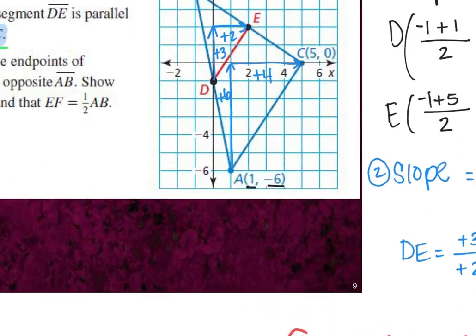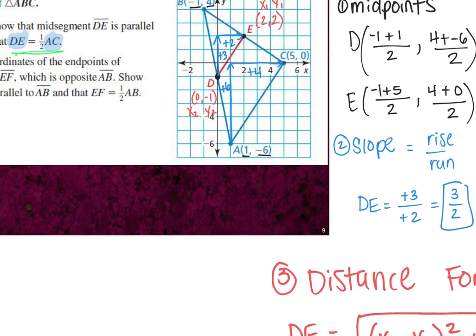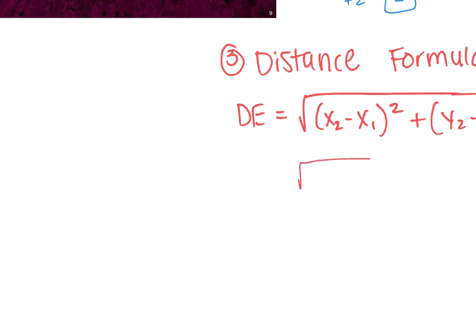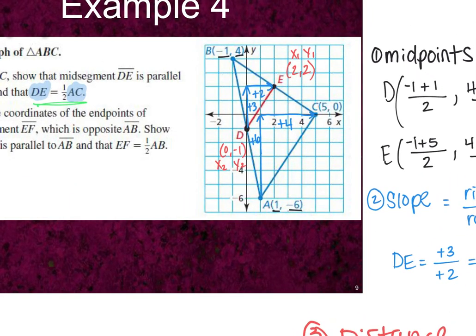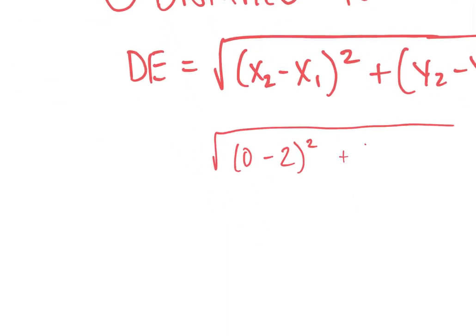All right, so DE, the coordinates were 0, -1, right? And then E was 2, 2? Okay, let's make one of them x1 and y1, and let's make the other one x2 and y2, and let's just plug it into our formula. Here we go. So it's going to be the square root of 0 minus 2 squared, which was x2 minus x1, and then plus -1 minus 2 squared.